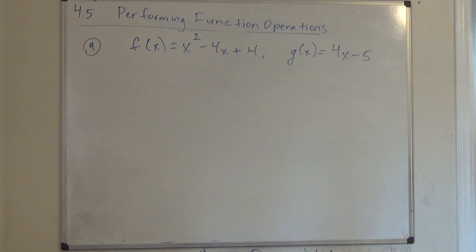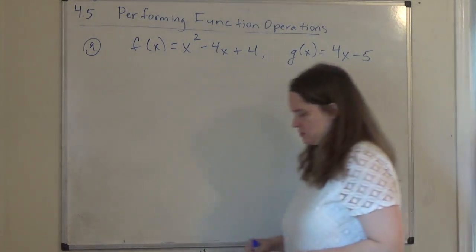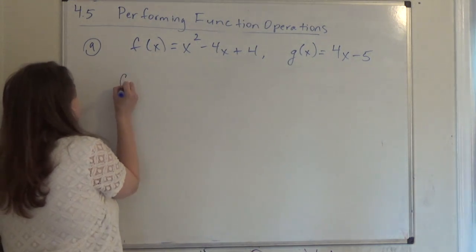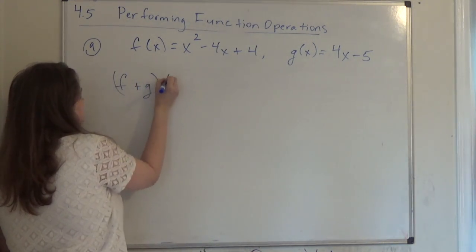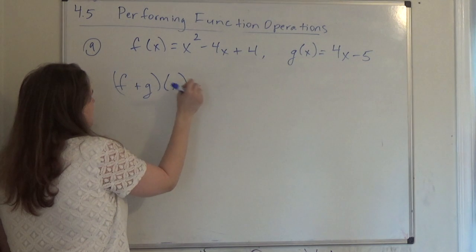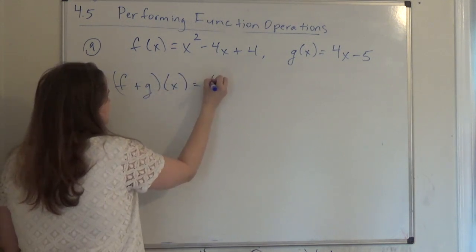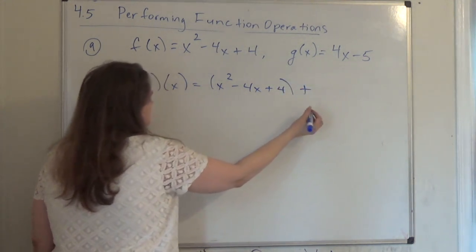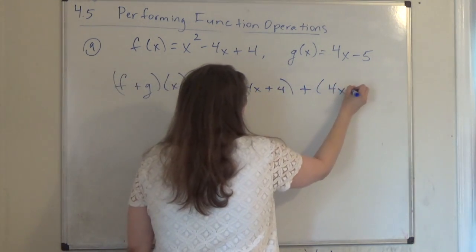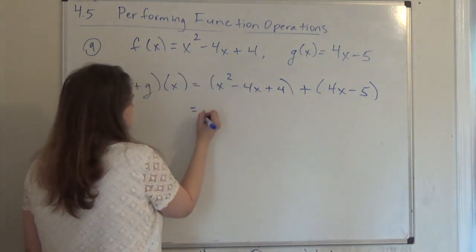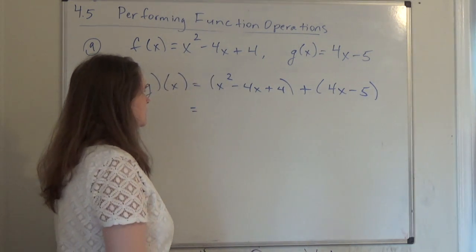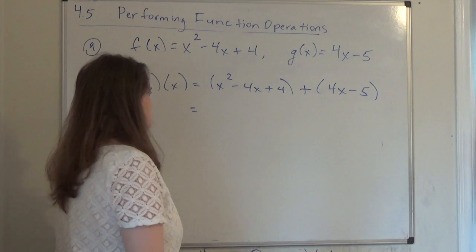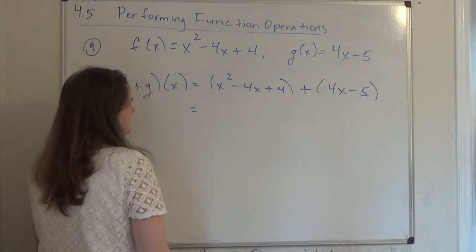In question number 9, we're asked to find the correct graph for f plus g and the correct graph for f minus g. So we need to do each of those operations first. f plus g of x is going to be f of x plus g of x, so x squared minus 4x plus 4 plus 4x minus 5. Parentheses are not really necessary here. I just used it to group them. But you're adding everything, so you just drop the parentheses and combine like terms.